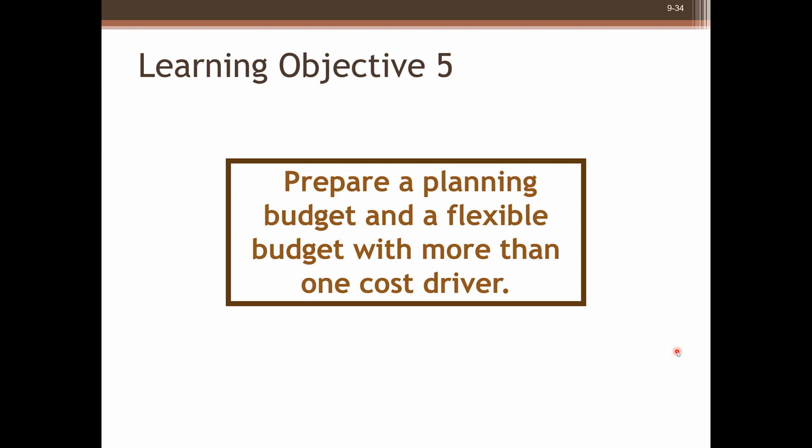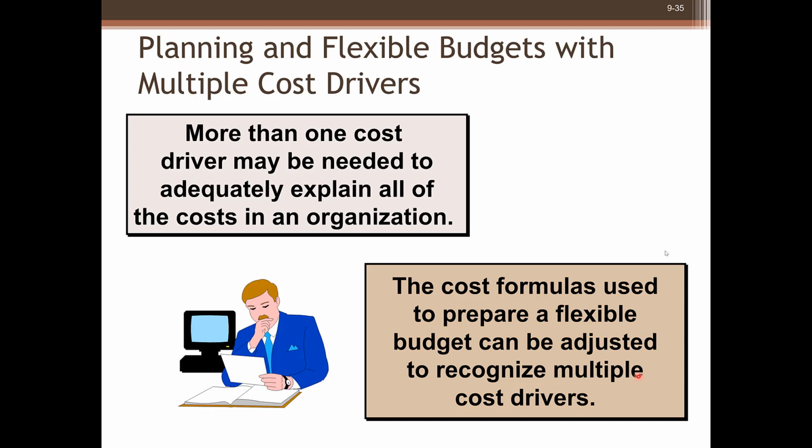Learning Objective 5. Prepare a planning budget and a flexible budget with more than one cost driver. In real life, it's unlikely that all variable costs within a company are driven by a single factor, such as number of units produced, labor hours, or machine hours. In Larry's lawn service case here, that's lawns mowed. More than one cost driver may be needed to adequately explain all of the costs in the organization. The cost formulas used to prepare a flexible budget can be adjusted to recognize multiple cost drivers.